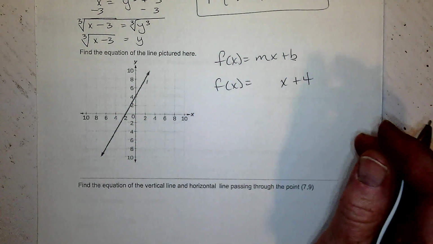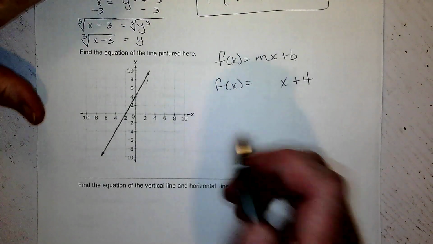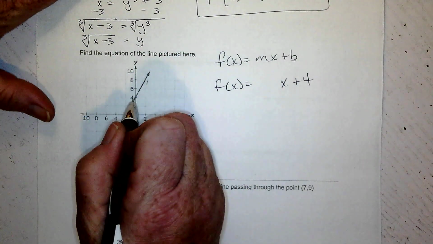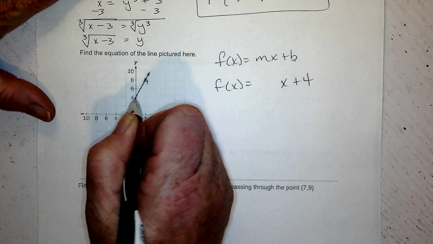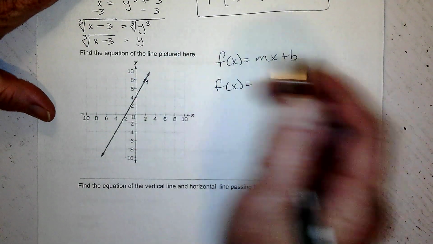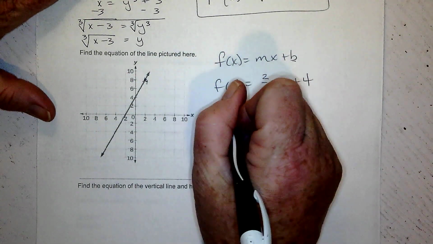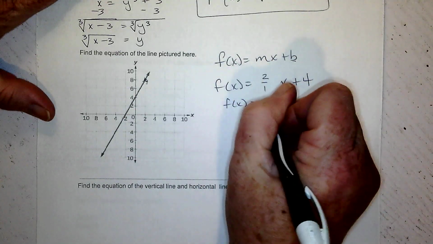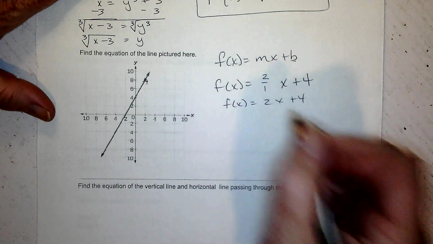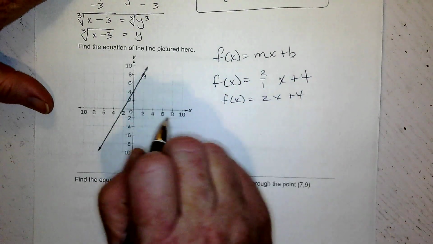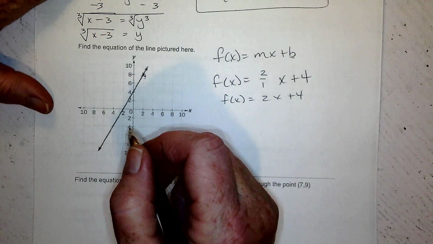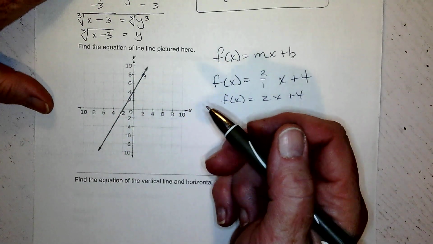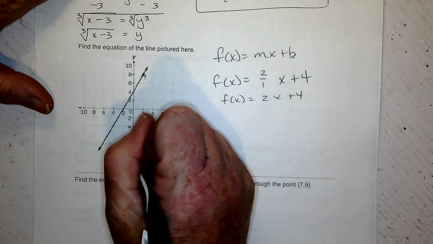It's your call. If you don't feel comfortable finding it from here, I'm just going to go from my y-intercept to my next cross section, and that's up 2 and over 1. So that would make this 2 over 1, so it would be 2x plus 4. If you don't feel comfortable finding your slope this way, which honestly I don't know if I would, then use 2 points and find the slope.